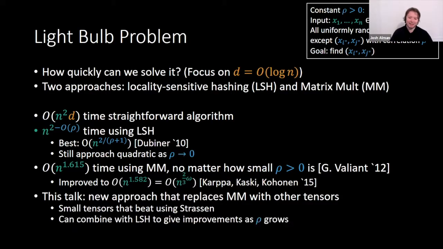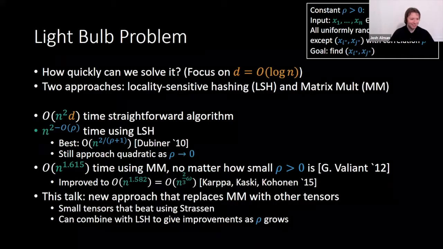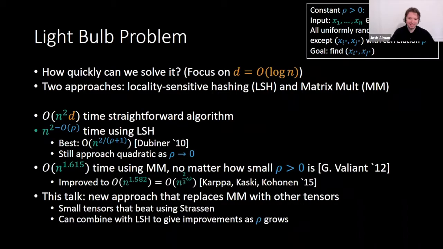And another thing I want to tell you about is how you can combine locality-sensitive hashing with this tensor approach to give improvements as rho grows. So one property of the matrix mult algorithm is that you get the exact same time, no matter if rho is 0.1 or 0.01 or 0.5 or whatever. Whereas LSH gets better as rho is improving. But I'll show you that with this new approach, you can combine them so that your algorithm gets better and better as rho is improving also.